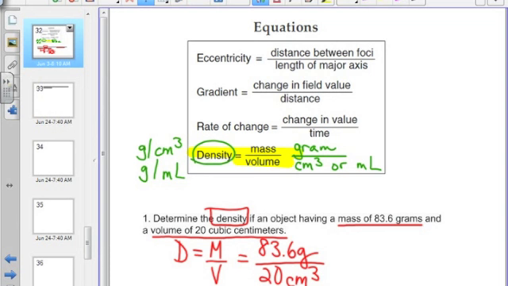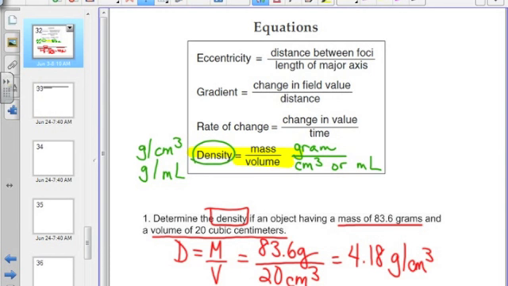We do the arithmetic, plug it into your calculator, you punch in the 83.6, hit divided by 20, and you wind up with an answer that reads 4.18, which would be grams per centimeter cubed. Now we're almost there. We've got the correct arithmetic answer, we've got the correct units, but the other thing you're always asked to do is round your number.